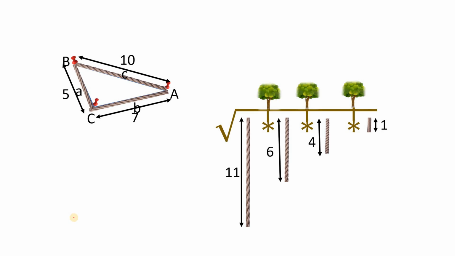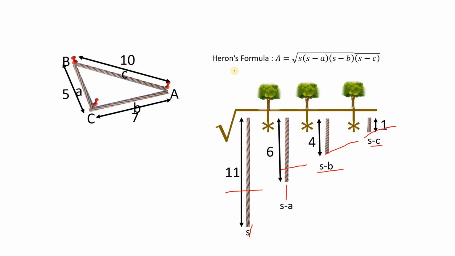So we brought these pieces over here like this, and we already know that this piece is S minus A, this is S, this is S minus B, and this is S minus C. According to the area of a scalene triangle, the area of the triangle is given by the square root of S times S minus A times S minus B times S minus C. So that is how it works.